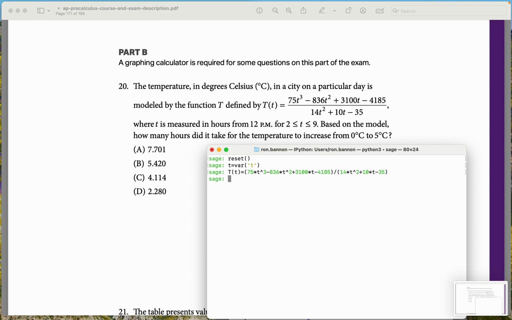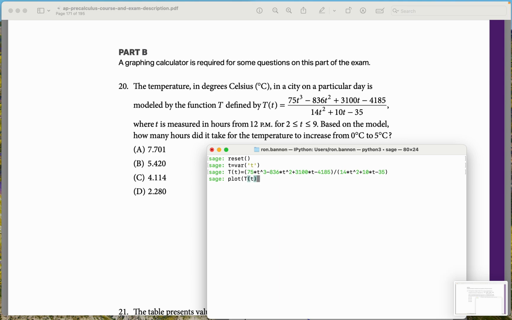All right, I want to look at it, and I'm going to make sure I typed it in right. 75t cubed minus 836t squared plus 3100t minus 4185. You notice I'm using stars for the multiplication, and that's absolutely required when using SAGE. So the bottom is 14t squared plus 10t minus 35. What I'm going to do is plot it now. Plot T of t.